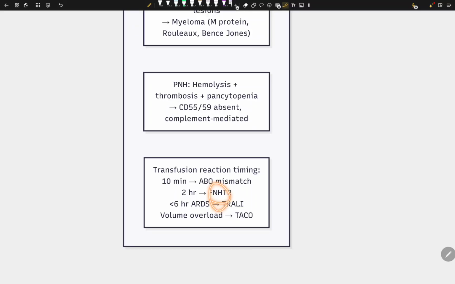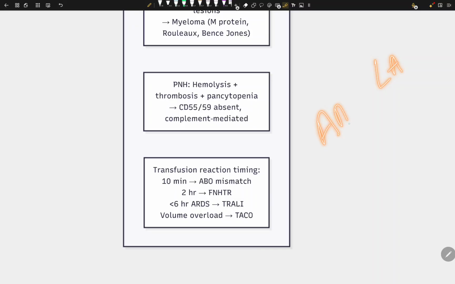So we have FNHTR, febrile non-hemolytic transfusion reaction. Non-hemolytic means non-hemolytic. Just know that we have just fever after transfusion. We have cytokines against leukocytes of the donor. Okay, important stuff. Less than 6 hours, ARDS is called TRALI. We have problems in the lungs. We have exudates. Exudate means inflammation goes up, capillaries open up more, then we have leakage of proteins in the lung, right? And that is TRALI.